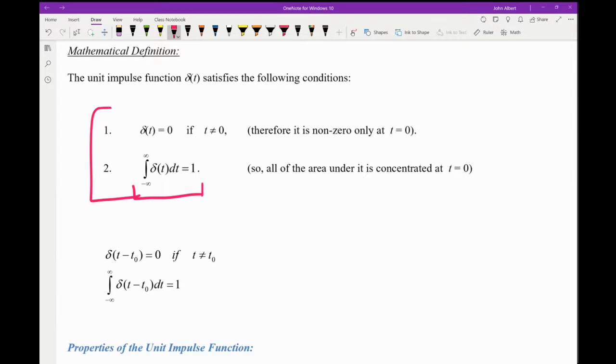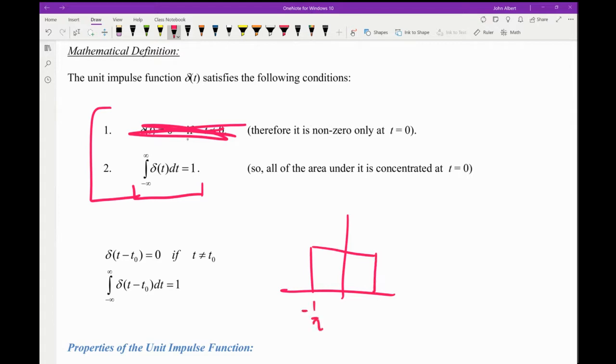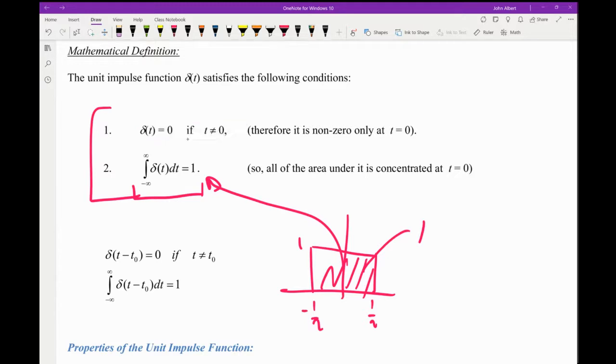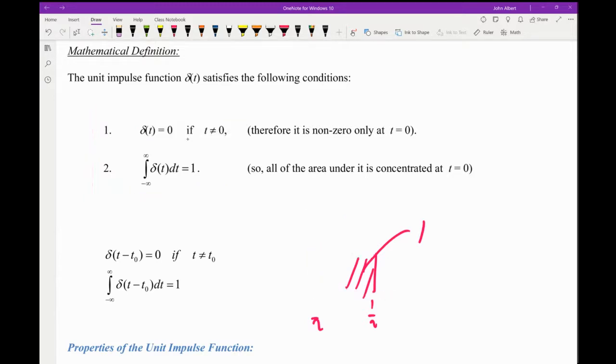And this is why the unit impulse function is always defined using those two things. You cannot define it using only one. There are an infinite number of functions that will satisfy the second one, but not the first one. For example, this, minus 1 over 2, 1 over 2, and 1. If you integrate this function from minus infinity to infinity, you'll get this area, which is equal to 1. So this clearly satisfies this, but it doesn't satisfy the upper one, because this is not equal to 0 everywhere except at 0.